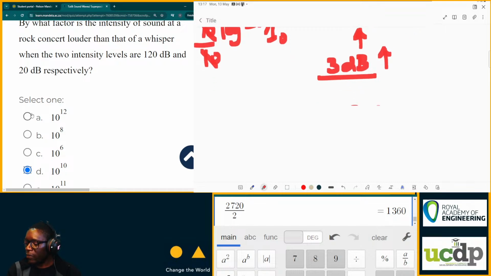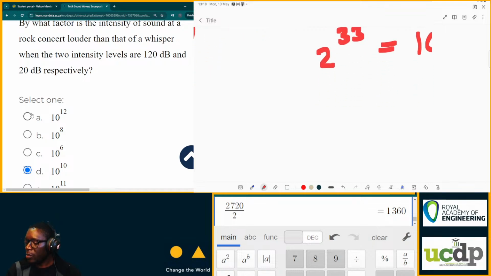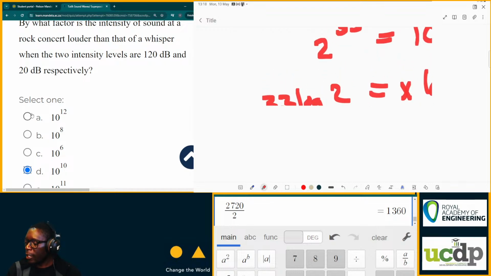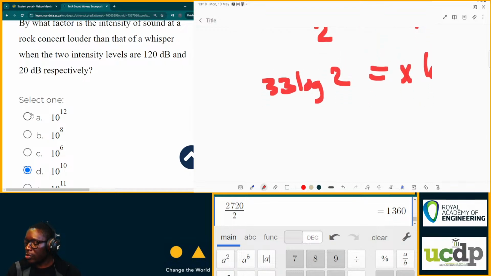So you have 2 multiplied 33 times, and this is 2 to the 33, and you want to express this as 10 to the x. So that means 33 log 2 will be equal to x log 10. Log 10 is 1. So our answer is basically x equals 33 log 2.